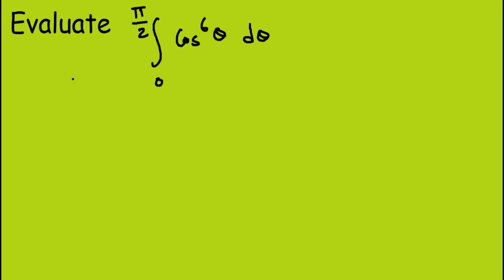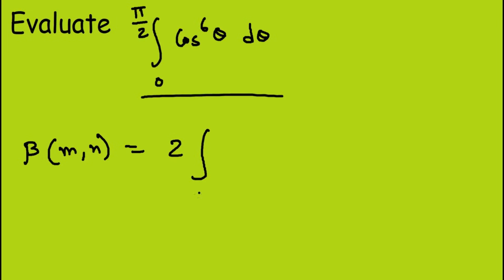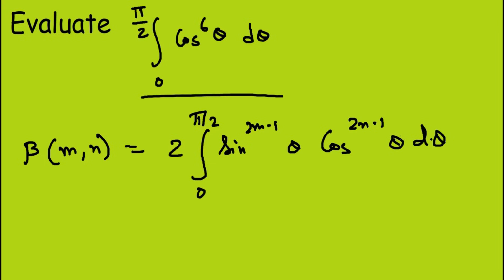So this next question states: evaluate integral 0 to pi by 2 cos 6 theta d theta. We will do this using the beta function. First, in the above properties I have stated that beta m comma n can be written as 2 times integral 0 to pi by 2 sin 2m minus 1 theta cos 2n minus 1 theta d theta. This is how I can write beta m comma n.